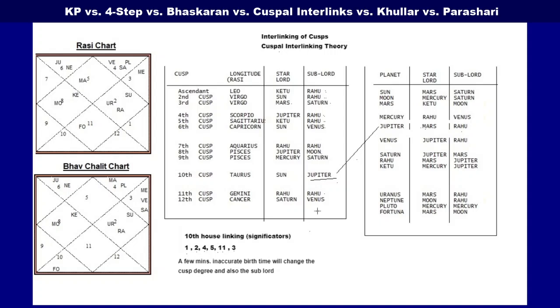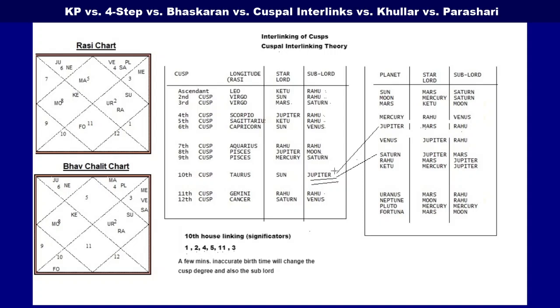Now what happens is, if there is a difference of a few minutes, 3 or 5 minutes, then this sublord is going to change. This will become Saturn. Let's assume this becomes Saturn, or it could even become Rahu. Okay, so let's assume that this is Saturn. Then in that case, the 10th cusp significator changes. Now you have to put your focus over here, right?